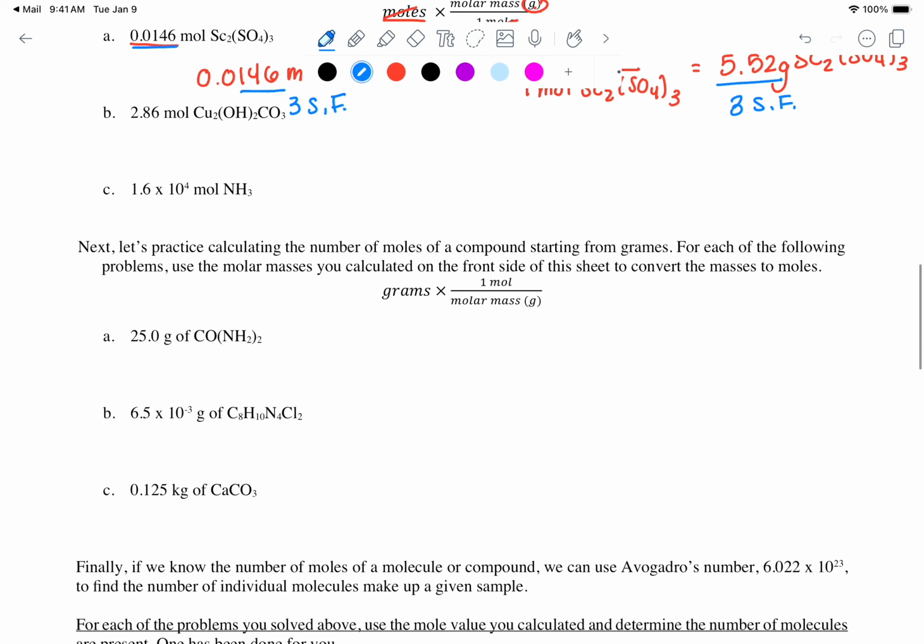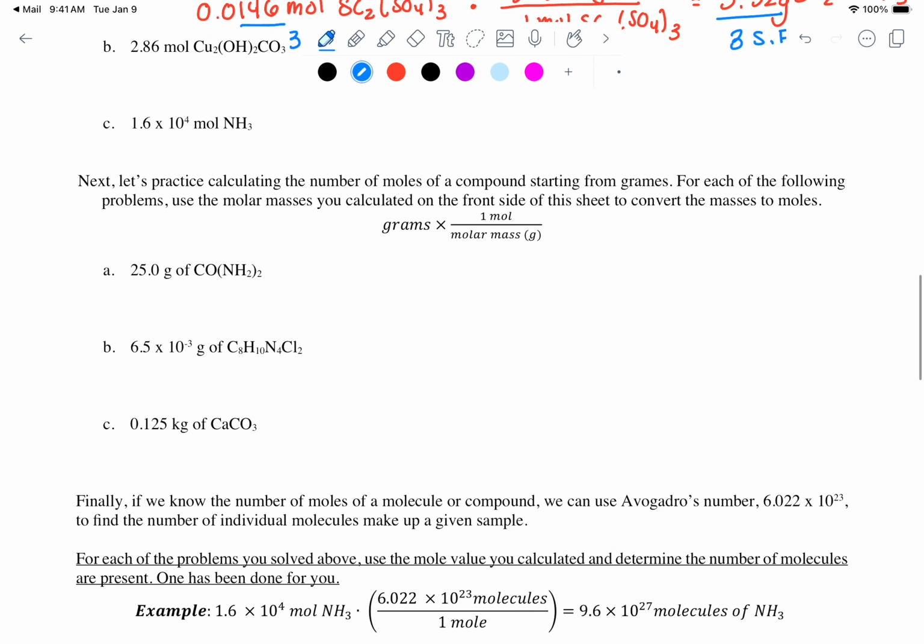Okay, so our next step is to now work backwards. We want to convert grams back to moles. I want to find how many moles are in a specific mass of an element or a compound. In this case we're going to look at our compounds again. So we need to take our mass in grams. It has to be in grams because our molar mass is in units of grams. And now instead of multiplying by our molar mass, we're going to divide by it.